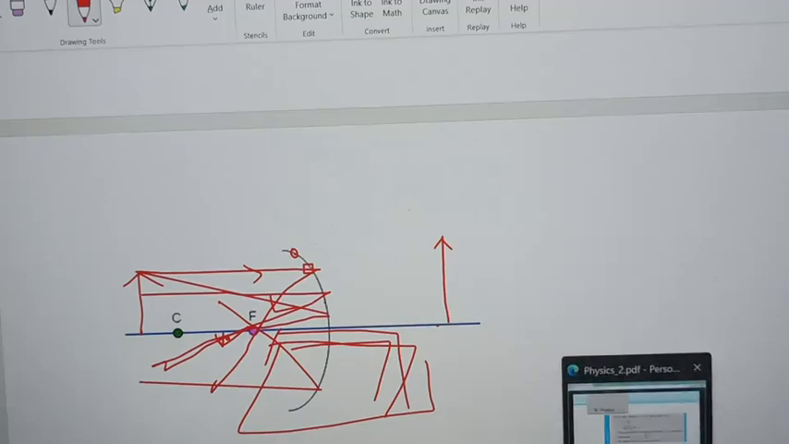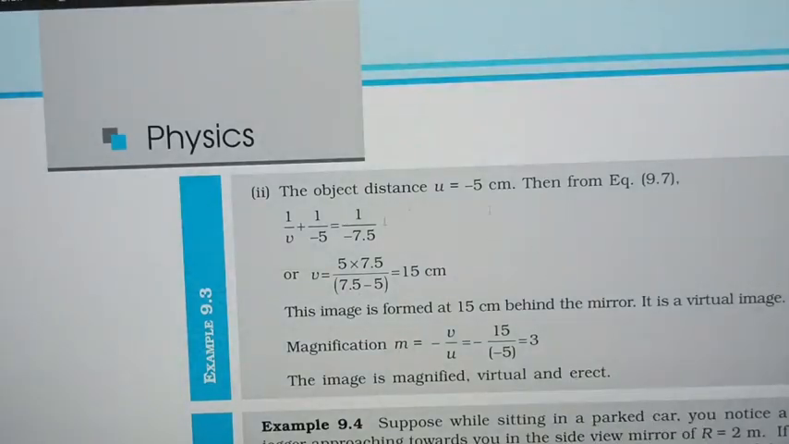Because in a convex mirror, a virtual image is formed, but it is always diminished. Two cases were there. So with that, we can find it in this manner.